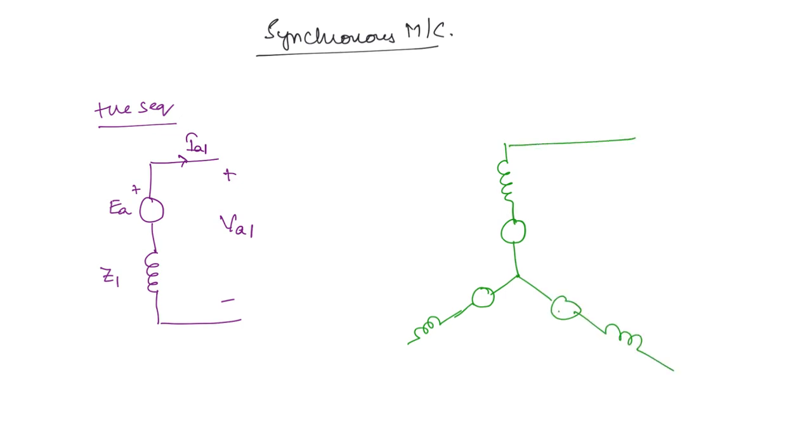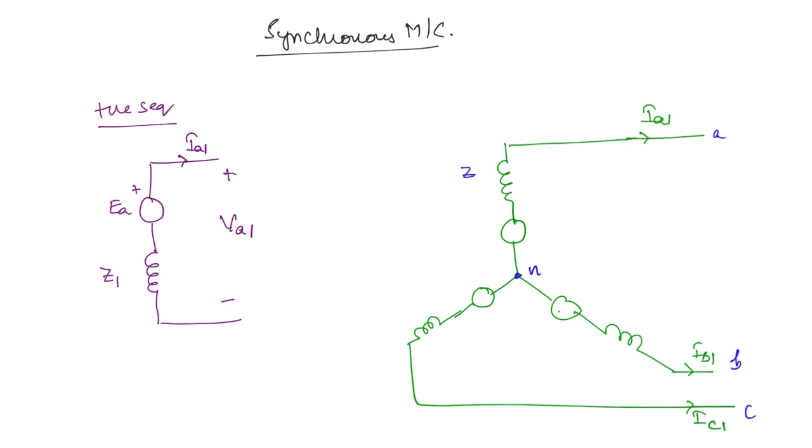So this is phase A, this will be phase B, and this is phase C. What will be the currents that flow here? IA1, IB1 and IC1. These are A, B and C, and this point will be the neutral. These are the impedances Z1. What will be the internal voltages? EAN. Similarly, this is going to be ECN, and this is EBN. So we are just representing all the three phases.